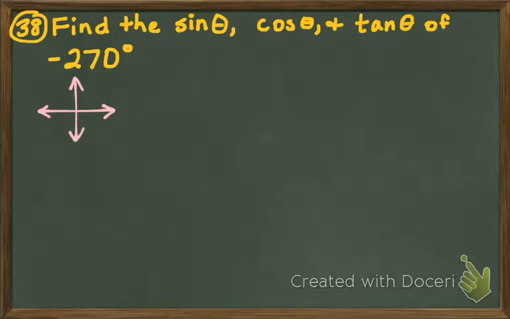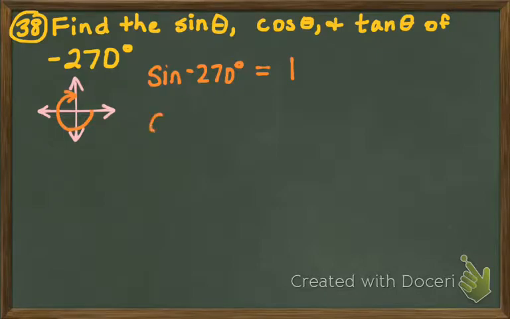So negative 270 means I'm going clockwise, so this would be 90, 180, 270 puts me here. So in essence, this is asking me for the sine, cosine, and tangent of 90 degrees, because I'm in the same spot. It's going to give me the same values. So the sine of, in fact, let's use the actual angle they gave us. The sine of negative 270 degrees is equal to, and remember that's the y-coordinate at that location, so that's 1.